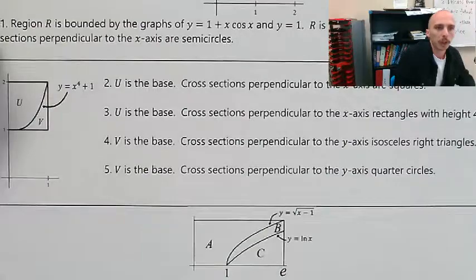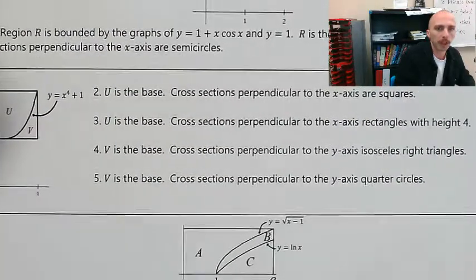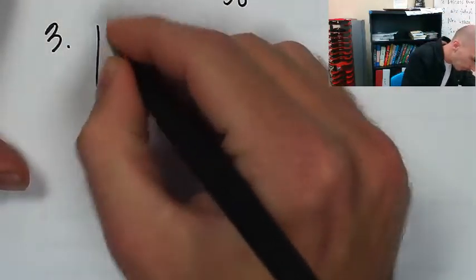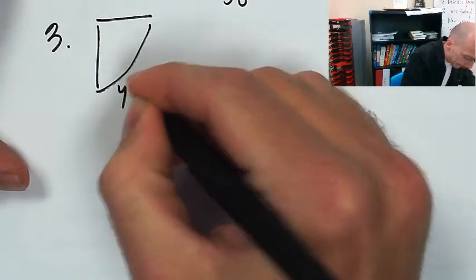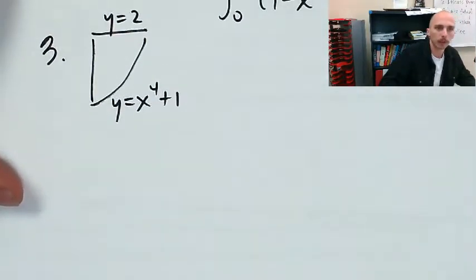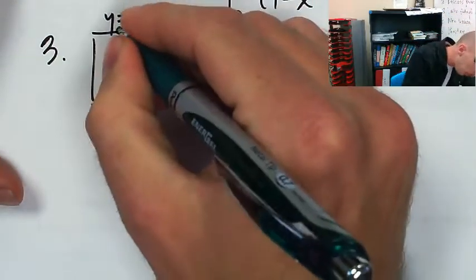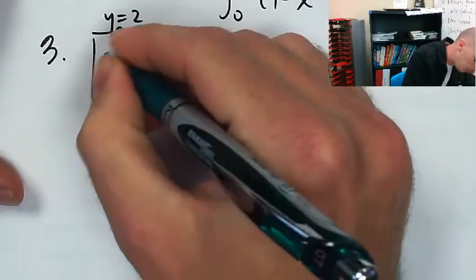Nope, too far. U is the base, cross-sections perpendicular to the x-axis are rectangles with height equal to 4.